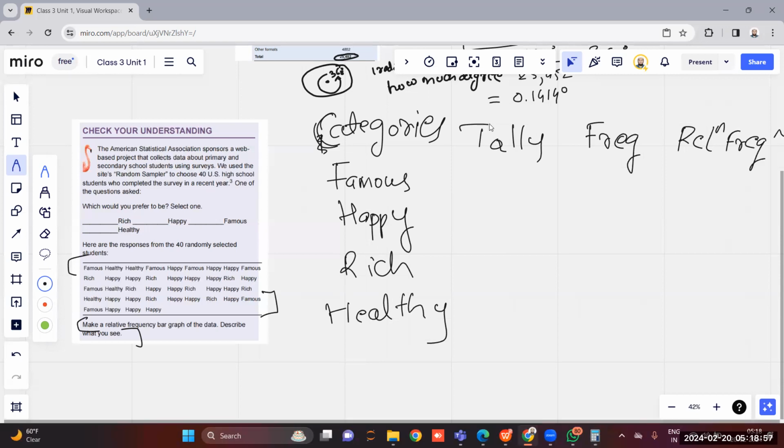So tally, famous. See, how many are there? One, two, three, four, five, six, seven. So the frequency is seven. We don't know the total, but we'll calculate the total. Yes, we know the total. The total is 40 students. So the relative frequency will be 7 divided by 40. How much it is, you calculate.